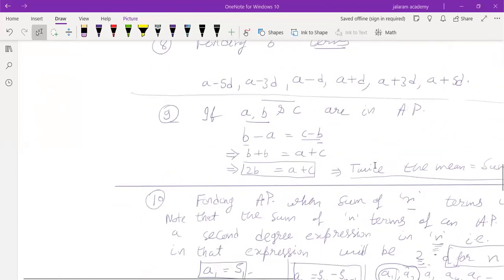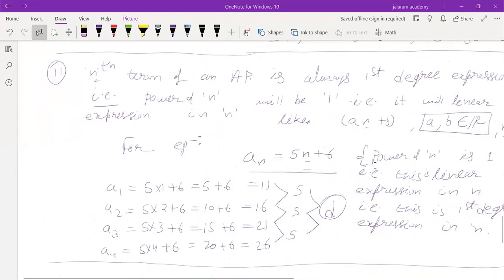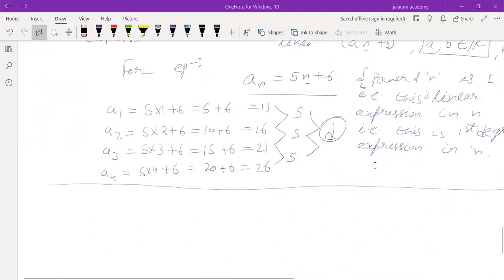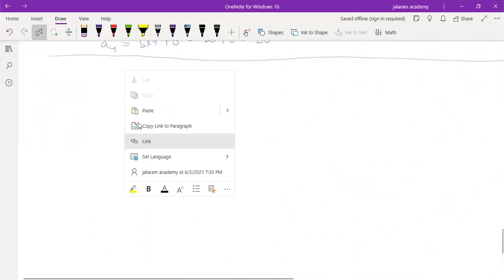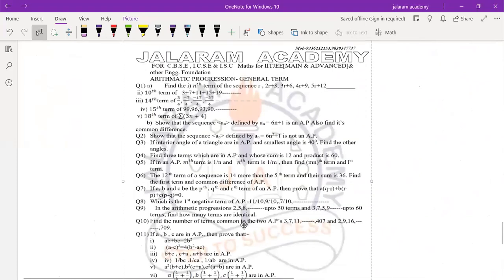So these 11 rules, you must remember, you must learn them properly. They will help you to solve all the problems related to arithmetic progression.